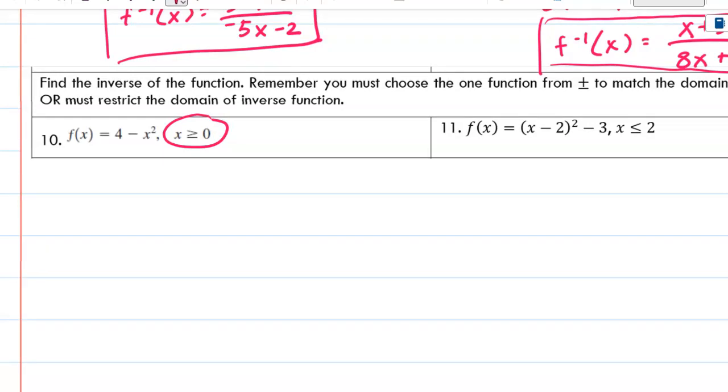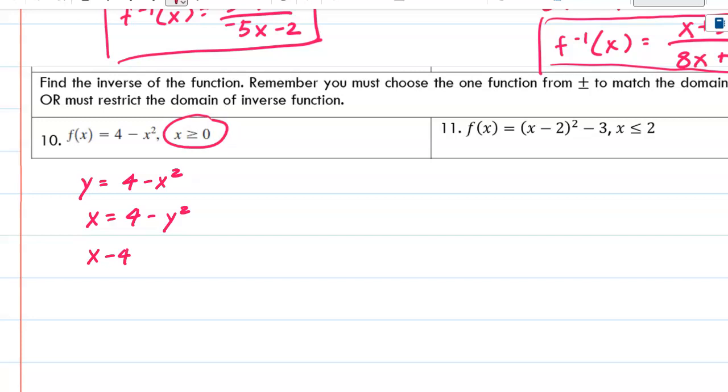Remember, this, without that restriction, would be a many to one function. So you couldn't even find the inverse function. But since we restricted it based on the axis of symmetry on one side, now we can. Okay, so y equals 4 minus x squared. Switch the x's and y's. Move the 4 to the other side. Divide everything by -1.